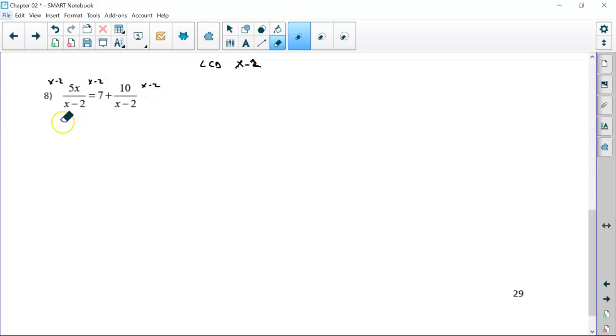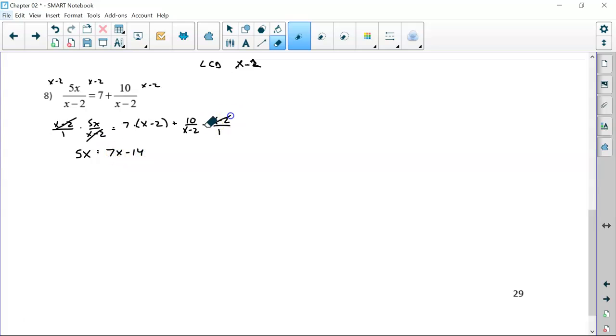So I can write that out a little bit bigger. It's x minus 2 over 1 as a placeholder times 5x over x minus 2 equals 7 times x minus 2, don't need the placeholder there, plus 10 over x minus 2 times x minus 2 over 1. Now in the first terms, the x minus 2's cancel. We're left with 5x equals, distribute the 7. We get 7x minus 14. And the x minus 2's cancel, so we get plus 10. A much nicer looking equation.